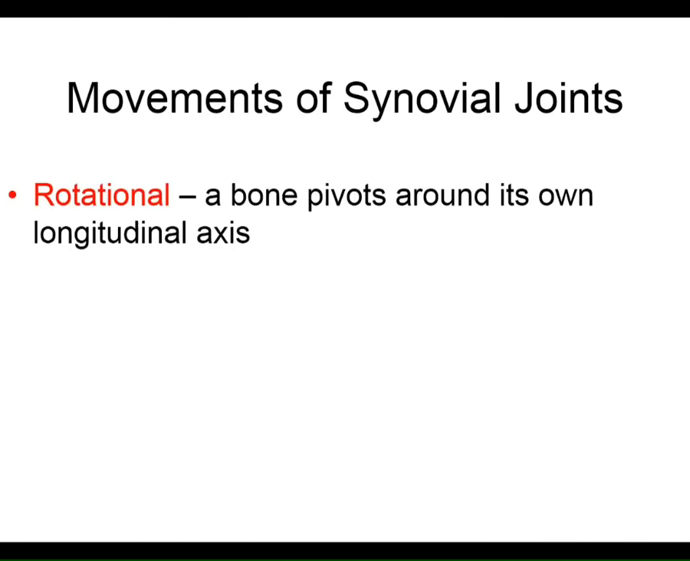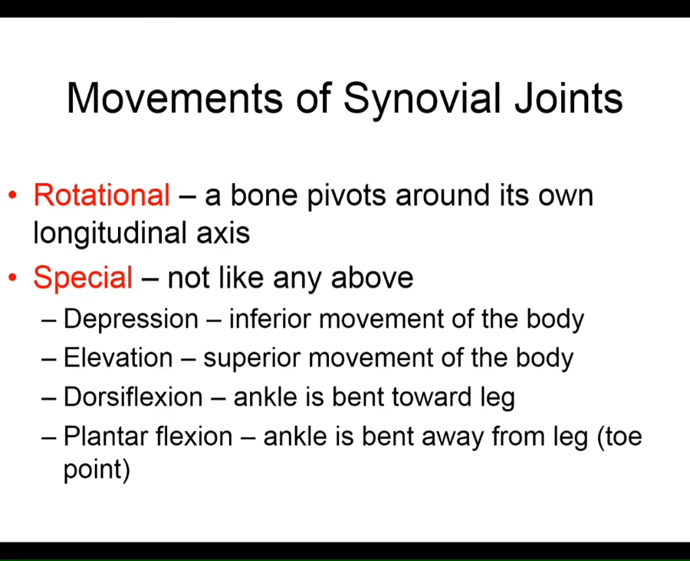Now, there are some other movements that I did not describe in lab, and they are as follows. Well, actually, this one you know as well. I told you pivot. Right? I want you to know pivot. Another name for pivot would be rotational. So you're rotating that joint. The other ones, though, that are special or kind of unique are depression and elevation. I've got pictures of each of these coming up.